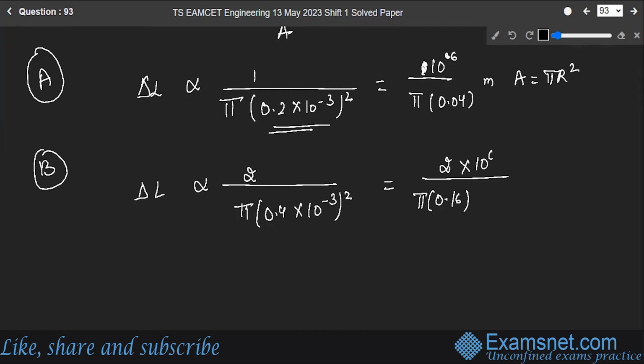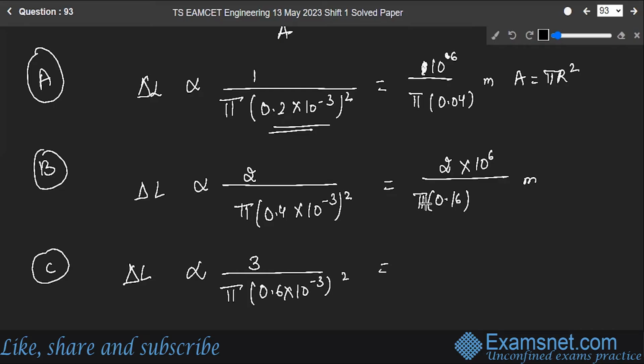Here will be 10 raised to power 6 meters. And for the third wire, delta L will be equal to 3 upon pi into 0.6 into 10 power minus 3 square. This will be equal to 3 upon pi into 0.36 multiplied by 10 raised to power 6.